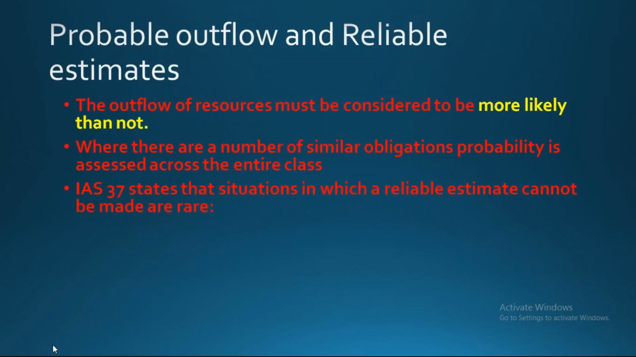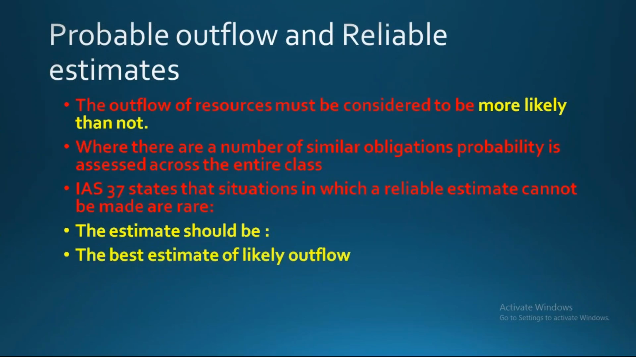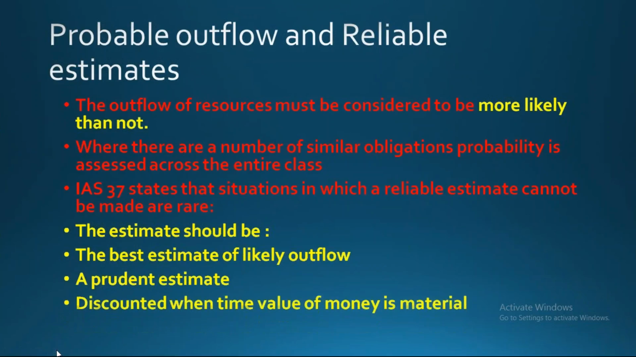So IAS 37 very clearly says where a reliable estimate cannot be made. In other words, it says normally you can make a reliable estimate. Where you cannot, it should be the best estimate of likely outflow. It should be a prudent estimate. You remember we discussed the term prudent. We accountants are very conservative. We always look at the worst scenario. We don't look at the best one. So prudent means we look at the worst payment that we need to make and we provide for that kind of thing.